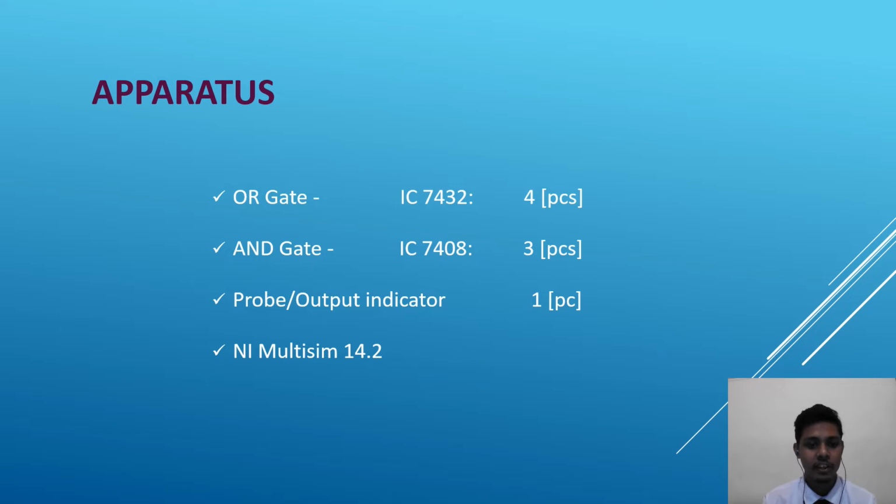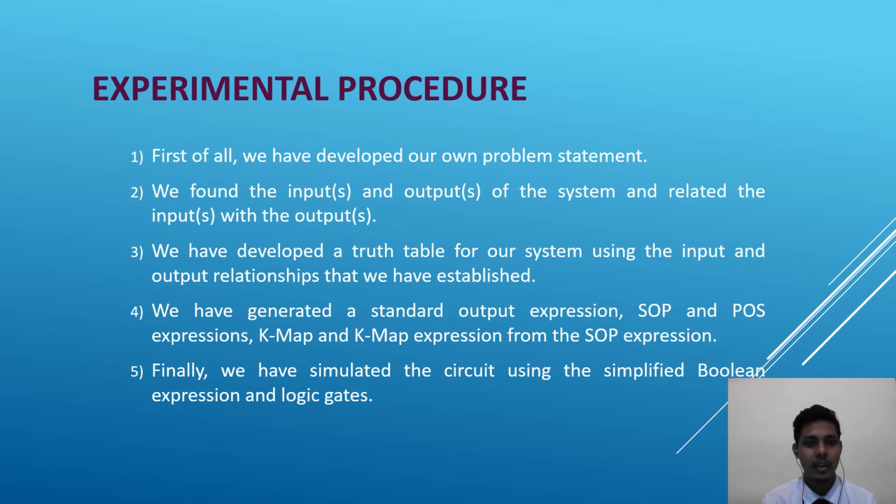Now let's move on to the experimental procedure. First of all, we developed our own problem statement. We found the inputs and outputs of the system and related the inputs with the outputs. We developed a truth table for our system using the input and output relationships that we established previously. We generated a standard output expression, SOP and POS expressions, K-map and K-map expression from the SOP expression. And finally, we simulated the circuit using the simplified Boolean expression and logic gates.